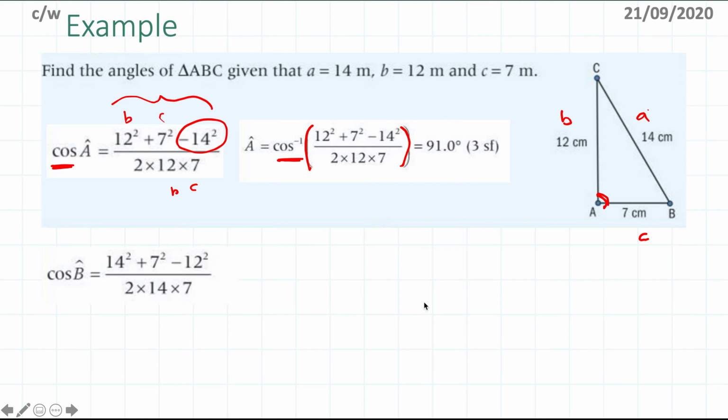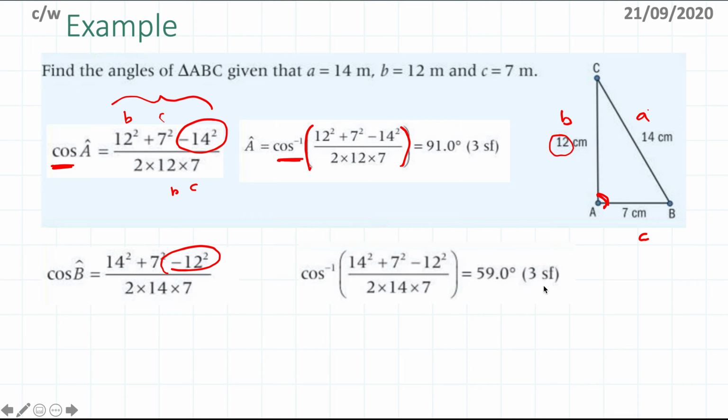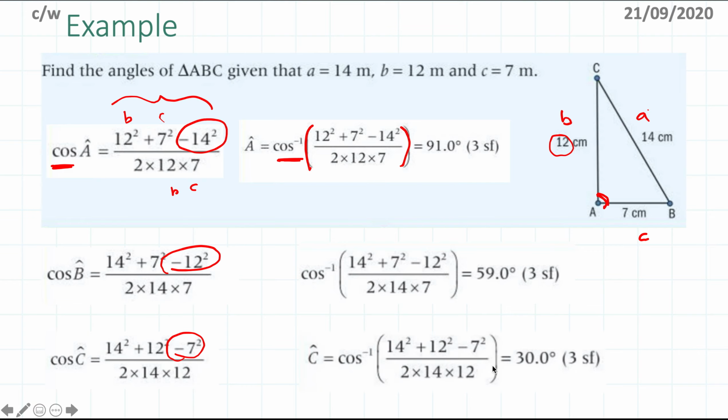We can do the same thing for B, and notice how I am substituting the opposite length to B, which is 12. So I'm subtracting 12 squared here. Then I take the cos inverse of that, and that's going to give me 59. I can use these two angles, do 180 minus these two to find the angle C, or you can practice using the cosine rule. Again, I'm using the cosine rule, and I'm subtracting the opposite length, which is 7, and then the rest are my other lengths. I'm going to get this. Make sure you take the cos inverse, and that's going to give me 30.